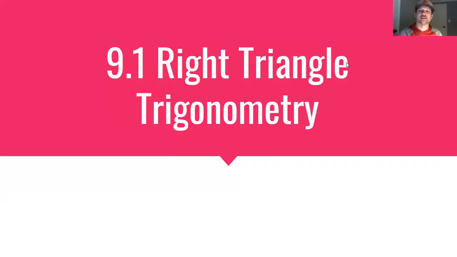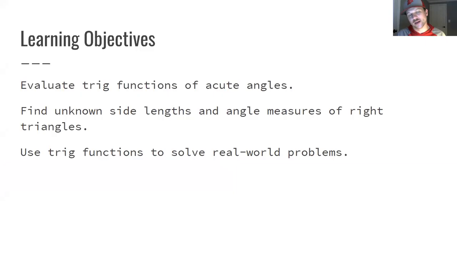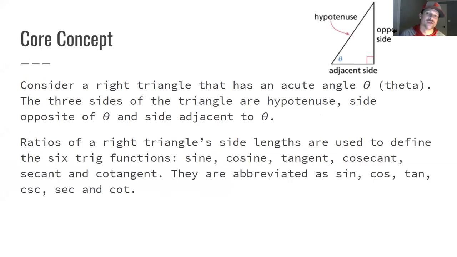All right, Big Ideas Algebra 2, Chapter 9.1, Right Triangle Trigonometry. So we're going to be able to evaluate trig functions of acute angles. Remember, acute angles are anything less than 90 degrees. We're going to find unknown side lengths and unknown angle measures of right triangles using those trig functions. And then we're going to use those trig functions to solve some real world problems when they're in right triangles.